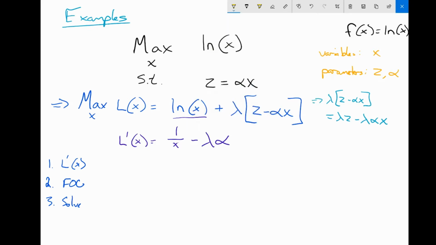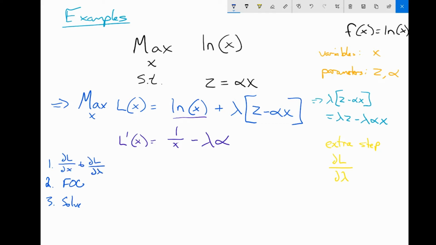But wait. When we're doing a constraint optimization, we have an extra step. We also need to find the derivative of L with respect to lambda. I'll talk a little bit later about what lambda is from an intuitive perspective. So we not only need to find the derivative with respect to x, but also the derivative with respect to lambda. In fact, I'm going to go back and correct something I did here. Step one is going to be to find the derivative of L with respect to x and the derivative of L with respect to lambda.